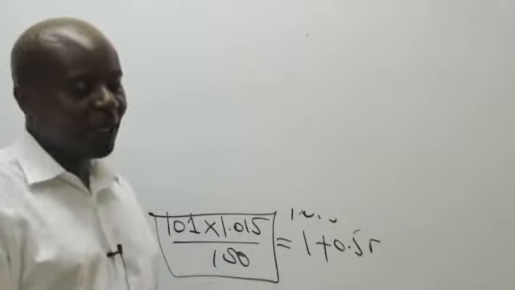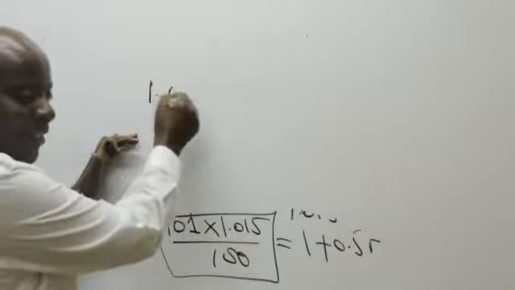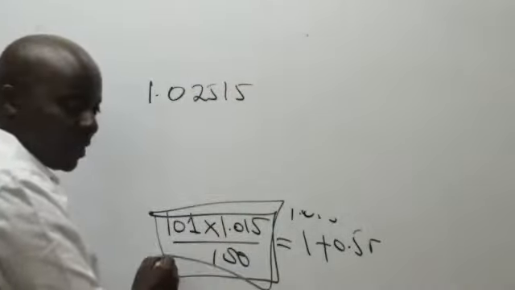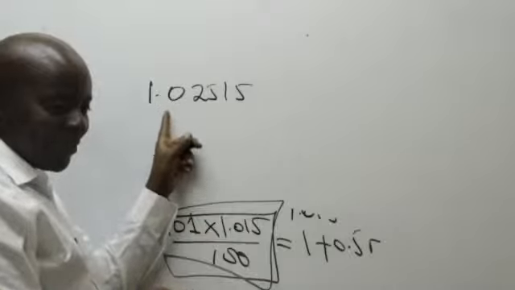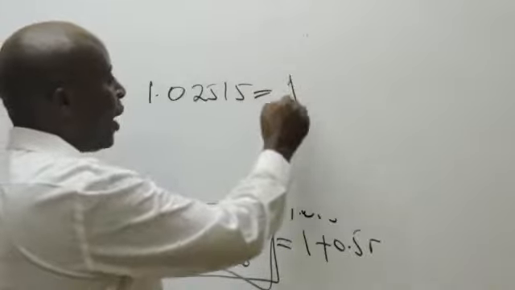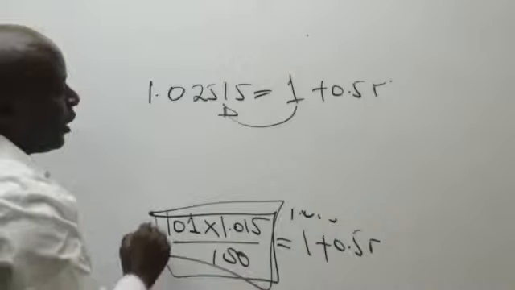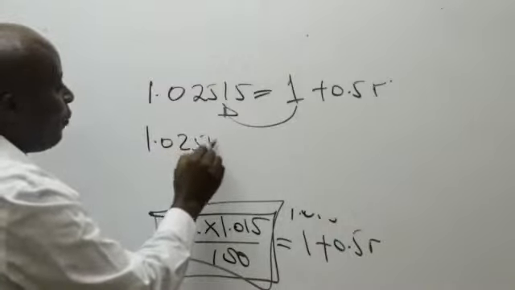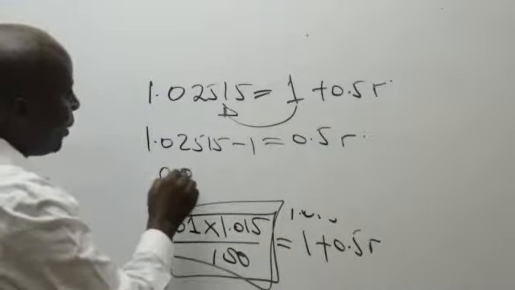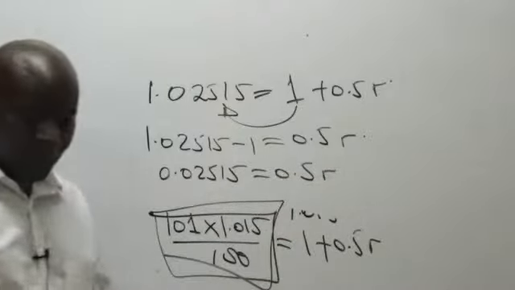Yeah. So they're telling me this is 1.02515. Are we able to get this figure for this block? Yes, equals 1 plus 0.5R. So come and put like terms together. This will be 1.02515 minus 1 equals 0.5R. So when you subtract, this will be 0.02515 equals 0.5R. And therefore, I make R the subject of the formula.